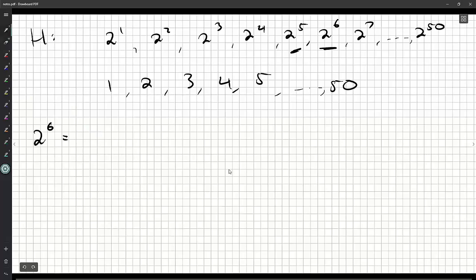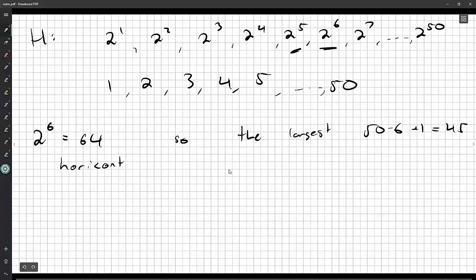2 to the 6 is 64. So the last, 50 minus 6 plus 1, so that's 45. Or not the last, let's say the largest horizontal values are 2 to the 6 all the way up to 2 to 50.